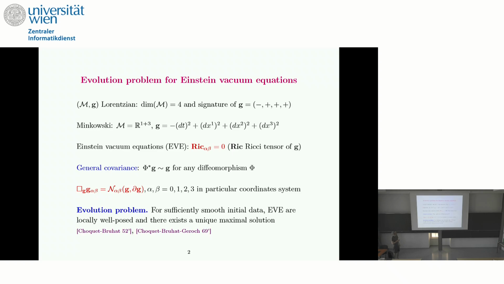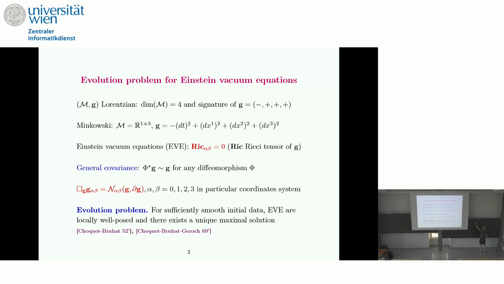So M is R^{1+3}, and the Minkowski metric is given in Cartesian coordinates by minus dt squared plus dx1 squared plus dx2 squared plus dx3 squared. Okay, so the Einstein equations, gravity according to Einstein manifests itself in the curvature of the spacetime. So I need an object to measure the curvature. So this will be the curvature tensor.